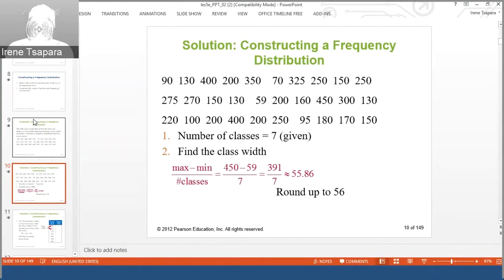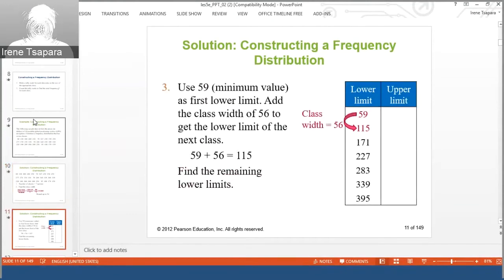This number is explained with algebra. We are not going to get into the reasons behind this 7, but it has to do with modulo. The number of subclasses right here is 7. So we have 30 data points. We have the range that goes from 59 to 450. These are the prices. We want to find out the class width. So the class width should be the range divided by 7. So 399, maximum minus minimum, divided by 7, is 55.86, rounded up to 56.